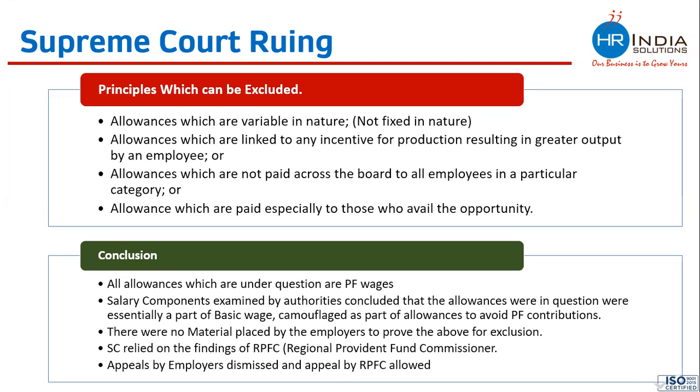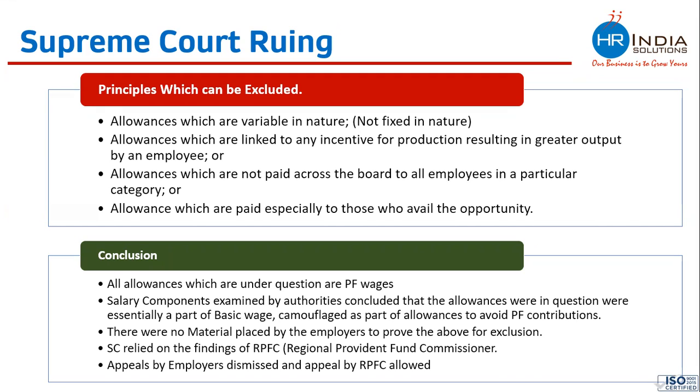Allowances which are linked to any incentive for production resulting in greater output, any kind of incentives which are paid either due to production or performance, can also be excluded. All those allowances can also be excluded which are not paid to all the employees, or the allowances differ from category to category. To a higher category of employees you are paying a uniform allowance, to the junior category you are not paying that allowance. So those allowances can also be excluded.